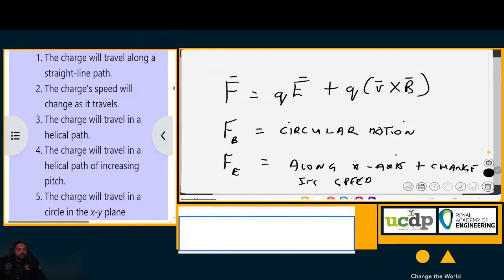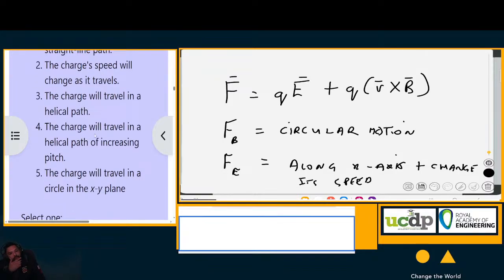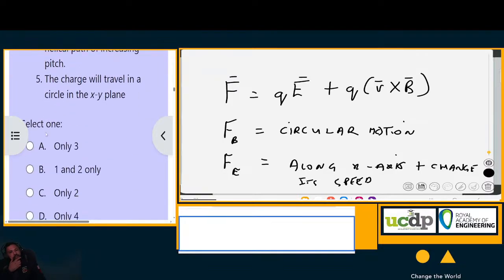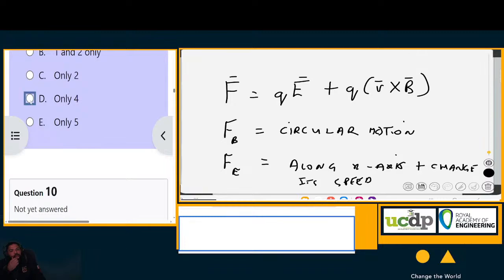Now if you combine these two motions, a circular motion, so it's in a circle, but it's also moving along an axis and also speeding up, that means it's going to be moving in a helical path with increasing pitch. So number 4. Only 4.